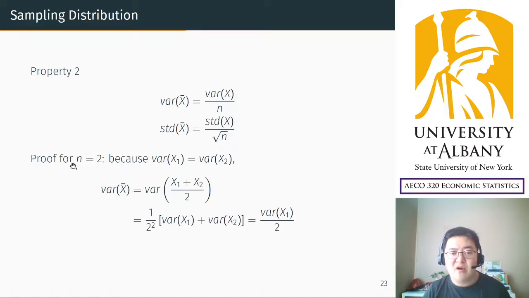This example is for two observations, so the denominator has 2. If you consider 3, then you will have 3. If you consider n, then you will have n here, right? Anyhow, the point is you don't need to know the proof. The point is the variance is the original variance divided by the sample size.